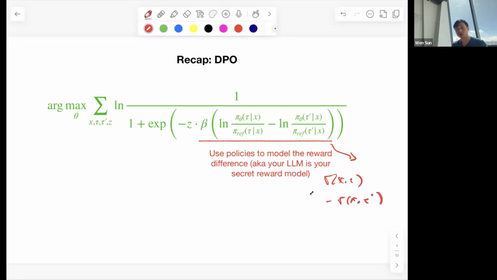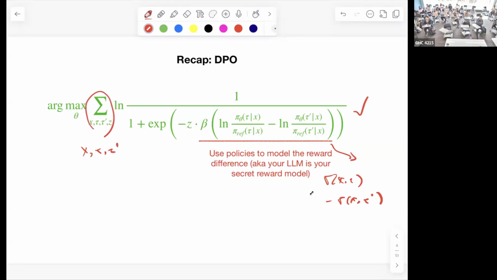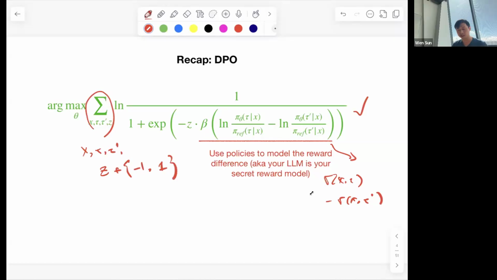Then we know that there is a model called the Bradley-Terry model, and we can design a maximum likelihood estimation objective function using the Bradley-Terry model. What we do is plug this alternative representation of the reward difference into the maximum likelihood estimation loss, and that gives you the DPO objective function. DPO basically takes an offline data set that consists of a prompt, two responses, and a label Z, let's say Z is -1 or 1. It takes this data set as input, optimizes this objective function, and then you get a policy.